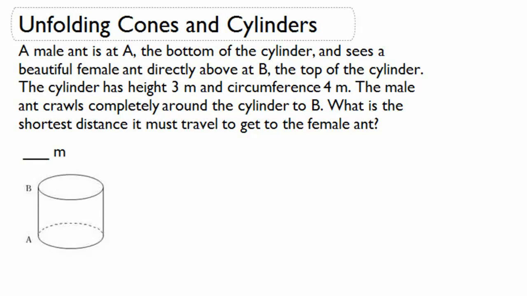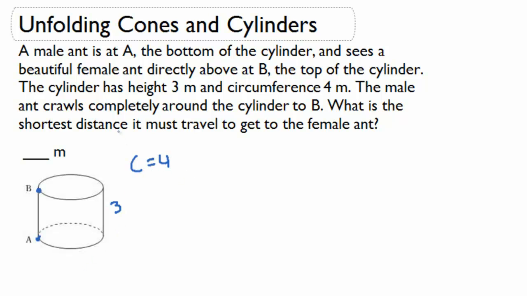Now let's talk about unfolding cones and cylinders. A male ant is at A, at the bottom of the cylinder, and sees a beautiful female ant directly above at B, at the top of the cylinder. The cylinder has a height of 3 and a circumference of 4.